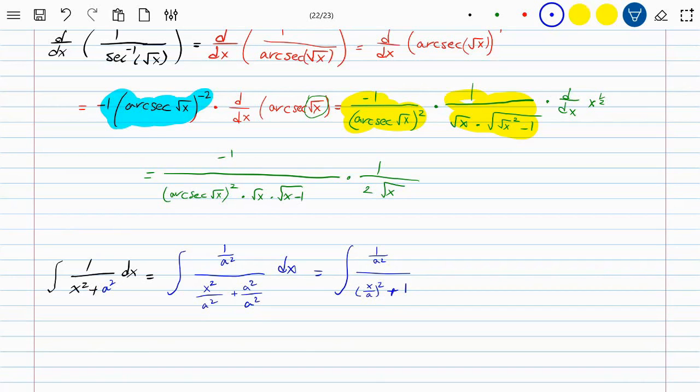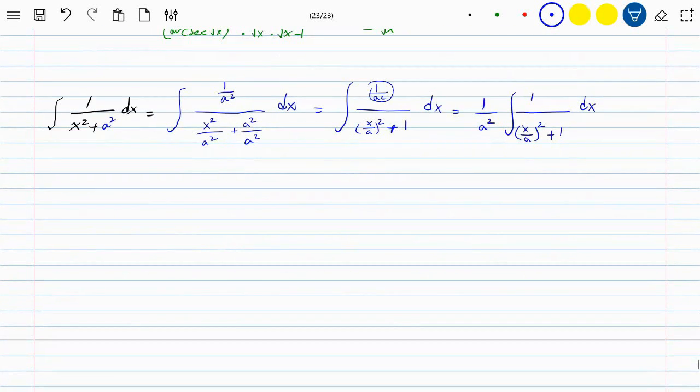By doing that, I just turn this a squared into 1: something squared plus 1. And the numerator is not that complicated to deal with. This is just a constant. You can write it outside. So I can write this as 1 over a squared times the integral of 1 divided by (x over a) squared plus 1 dx. Now, you notice there are more similarities to tan inverse than in the original function.